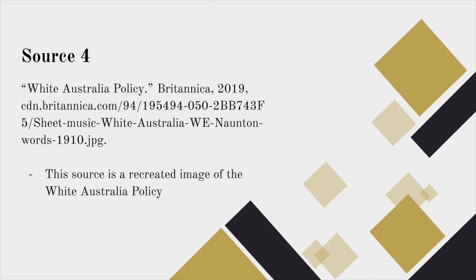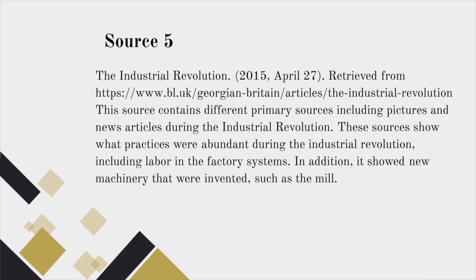This source is a recreated image of the White Australia policy. And this last source contains different primary sources, including pictures and news articles during the Industrial Revolution. These sources show what practices were abundant during the Industrial Revolution, including labor in the factory systems. In addition, it showed new machinery that was invented, such as the mill.